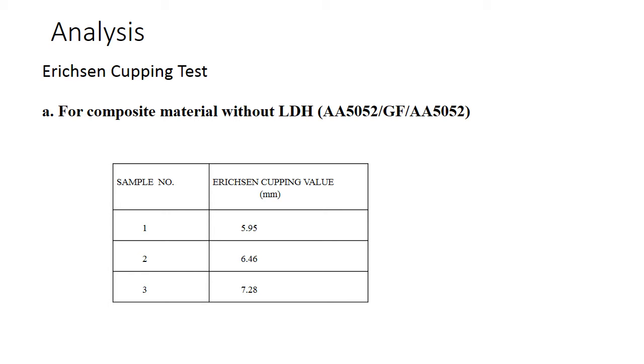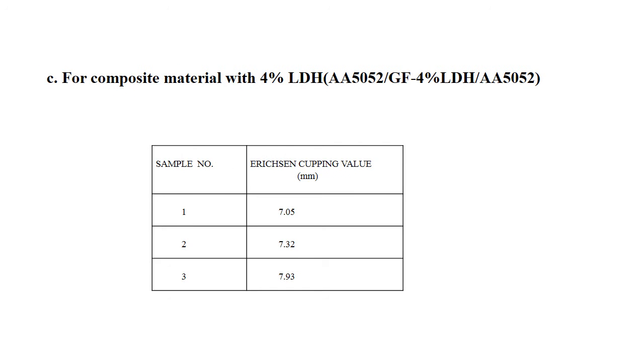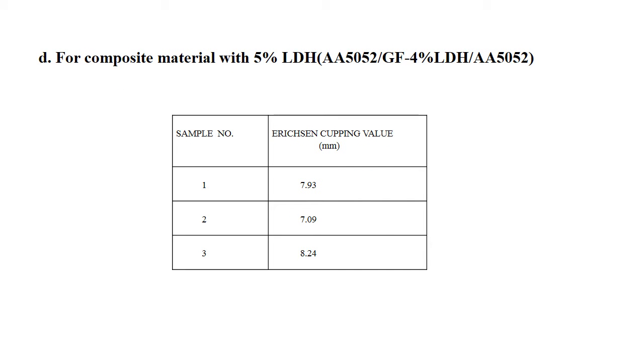First one was without LDH. As can be seen, on 3 specimens the resin cupping test was done of the first type, that is without LDH, and in the same manner it was done for the other 3 materials, which are with 3% LDH, 4% LDH and 5% LDH. On observing the table closely, we can say that the 5% LDH has given the better result.